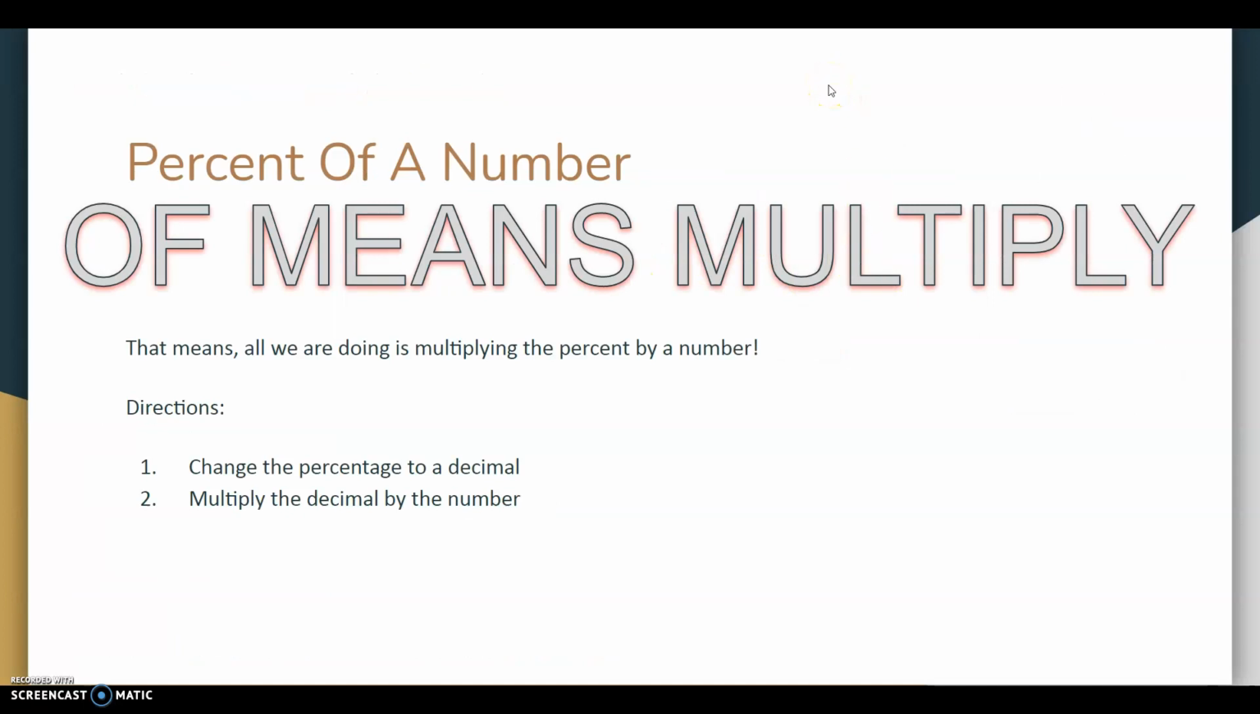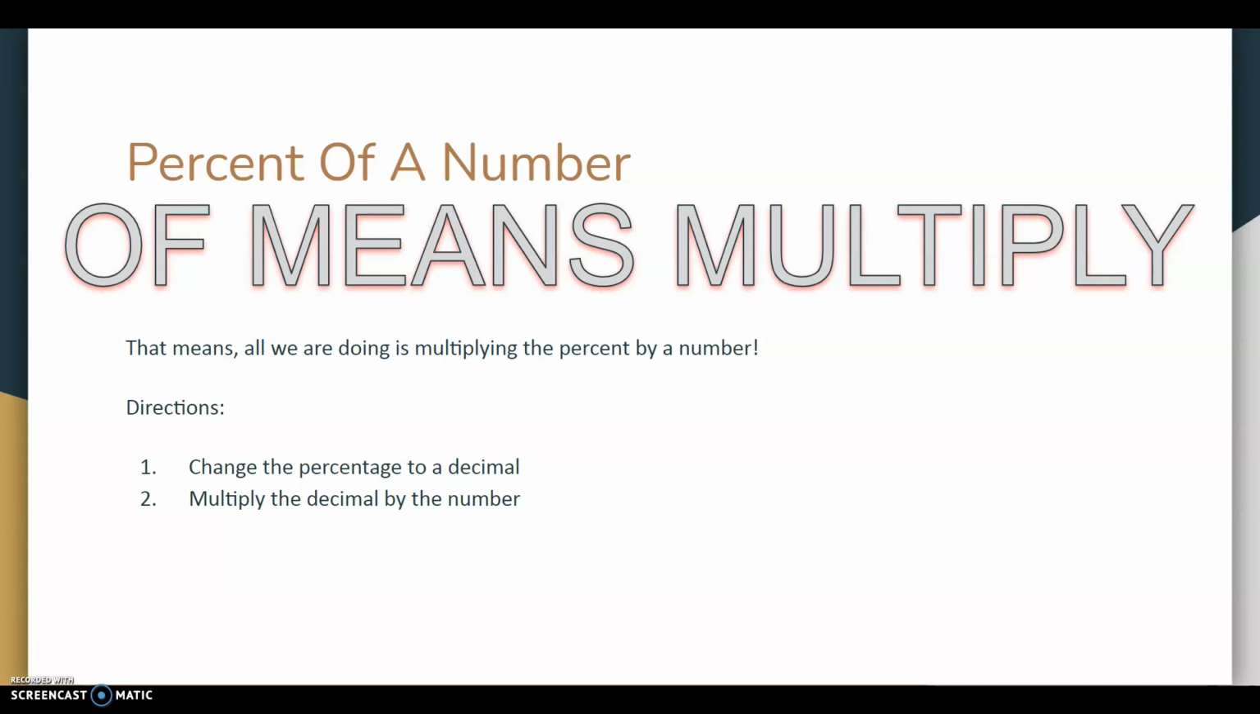Now we are going to talk about percent of a number. And to find the percent of a number, we will actually need to know how to change a percent to a decimal. The first thing we must understand is of means multiply. When you see of, your brain should automatically think, I need to multiply. So let's break this down. Percent of a number just means multiply percent by a number, or take the percent and multiply it by the number given. So 2 easy steps on how to do this.